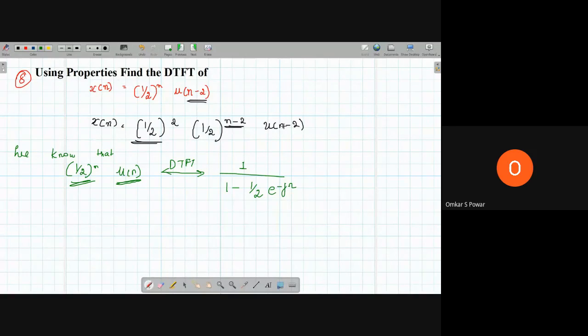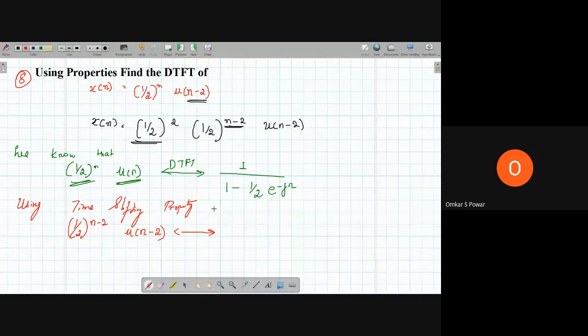We have to use the time shifting property. So let me write the time shifting property for you. Using the time shifting property, what we have is (1/2)^(n-2) u[n-2]. The DTFT of this one we can get easily.